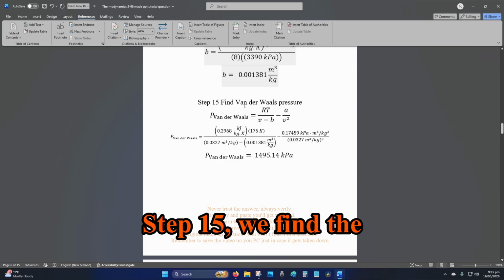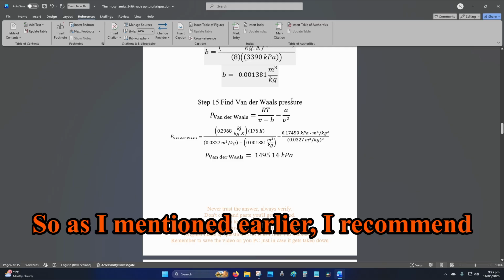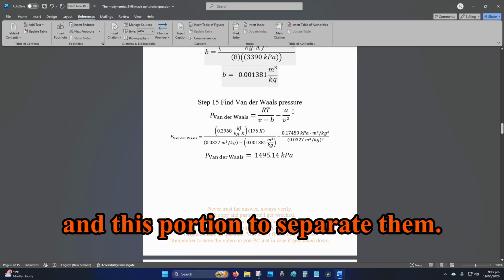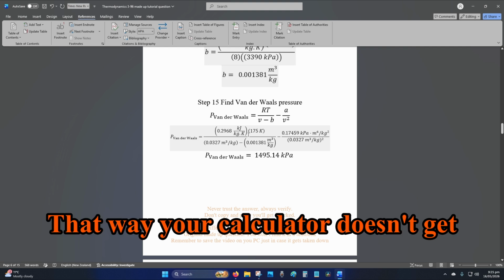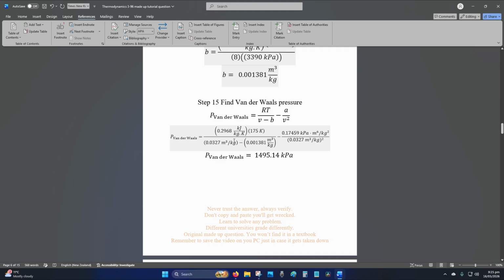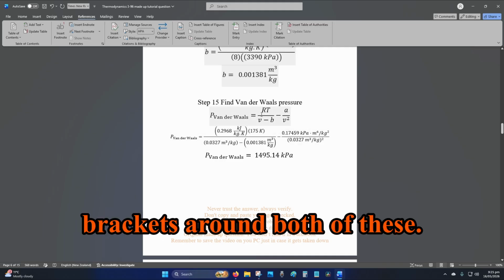Step 15, we find the van der Waals pressure. So as I mentioned earlier, I recommend that you put brackets for this portion and this portion to separate them. That way your calculator doesn't get confused. So just plug and play into your graphic calculator. I fully recommend you put brackets around both of these.